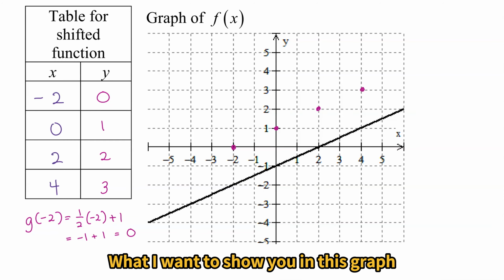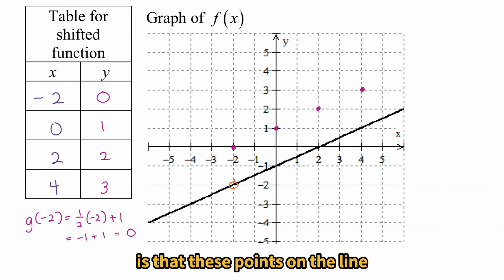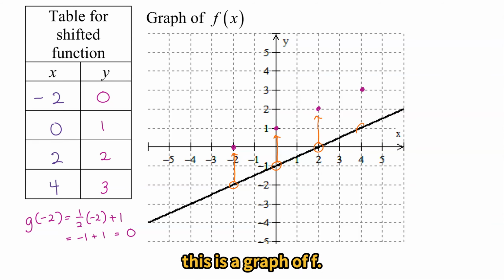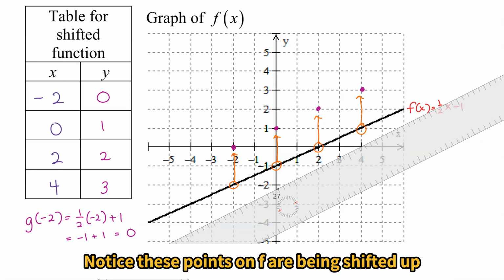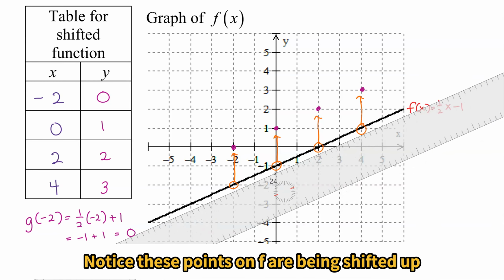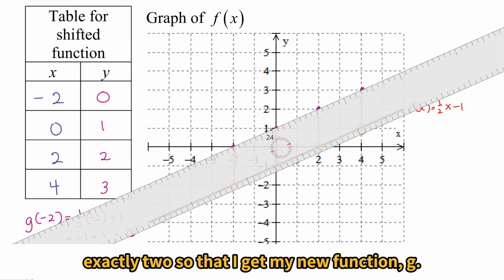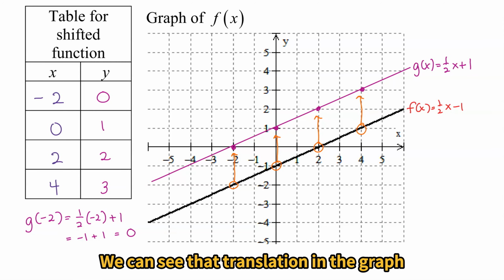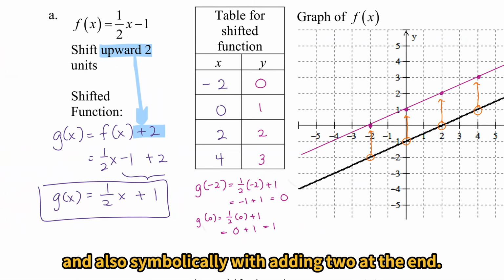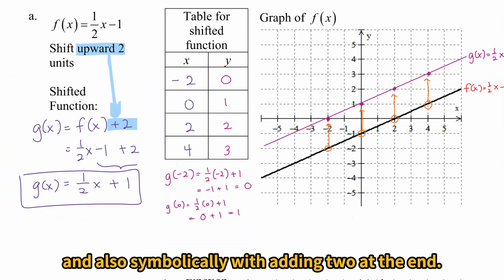What I want to show you in this graph is that these points on the line that's already graphed here, this is a graph of f. Notice these points on f are being shifted up exactly 2 so that I get my new function g. And we can see that translation in the graph and also symbolically with adding 2 at the end.